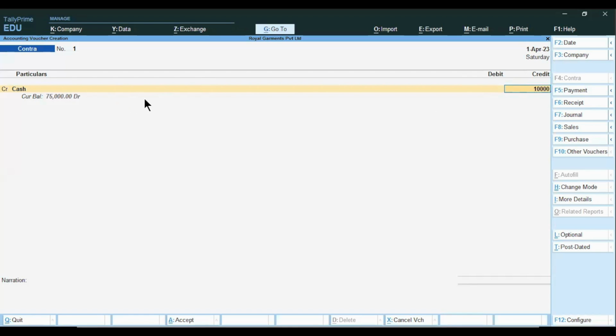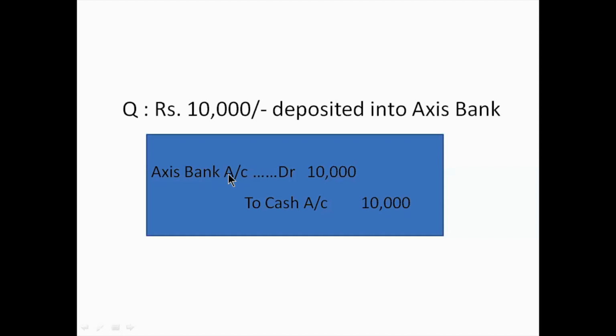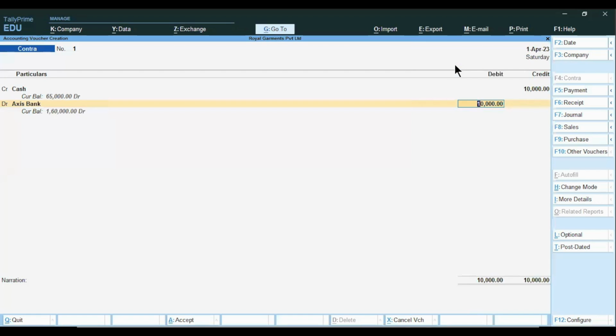So entry is credit part is cash account. Enter. Now it is asking for debit part. Enter. So debit will be Axis Bank account debit 10,000. So I will select Axis Bank. On the right hand side, we get a list of ledger accounts. As we have already created Axis Bank in the last session, I'm selecting the bank, enter, and 10,000.